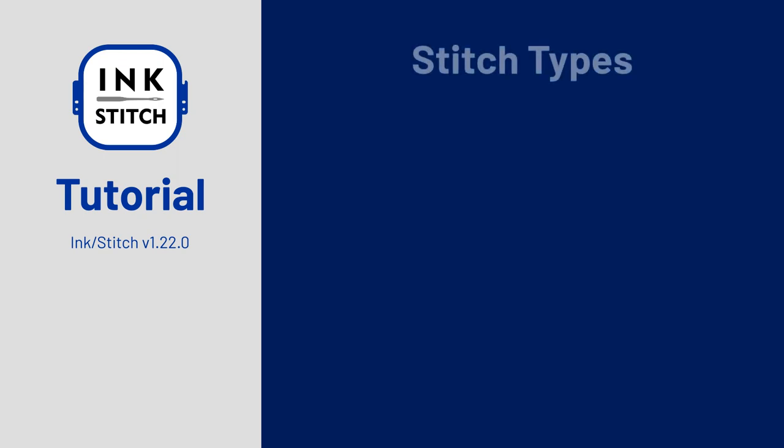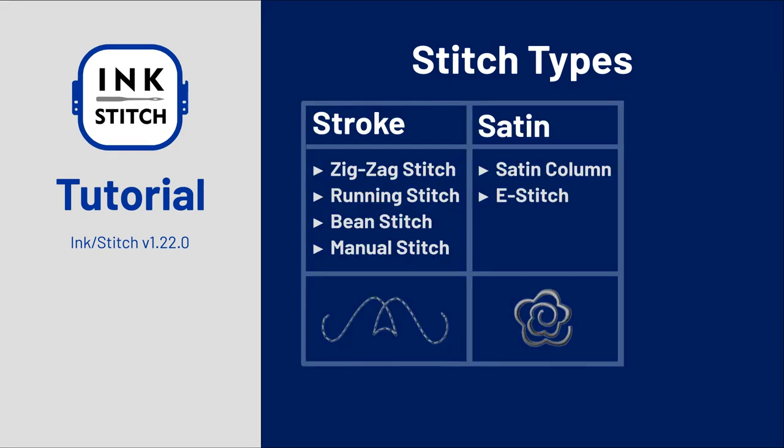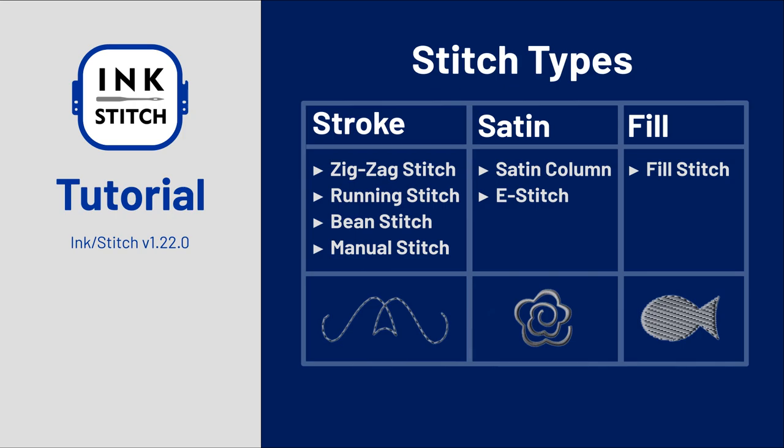In this part, we are going to have a closer look at which stitch types Ink Stitch is able to perform. We will not explain the stitch types in general, but only how to create them in Ink Stitch. Ink Stitch stitch types can be roughly divided into three sections: stroke, satin, and fill. Here is a complete list so you can quickly navigate to the stitch type you are interested in.